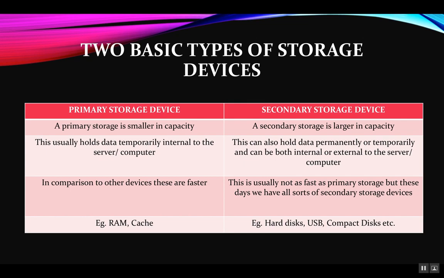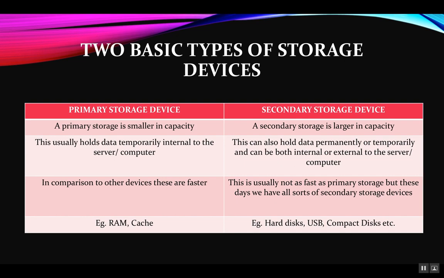This is usually not as fast as your primary storage, but the way things are changing, we are going to have anything in future. Flash disks are actually going to change a lot of it in future. Some of the examples of primary storage can be RAM and cache, whereas for secondary storage it can be your hard disks, USB, CDs, etc.